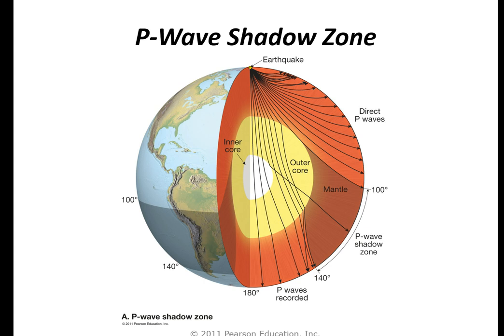And so there are places on the Earth where, if an earthquake happened at that star at the top, we would not see those earthquake waves in the shadow zone.